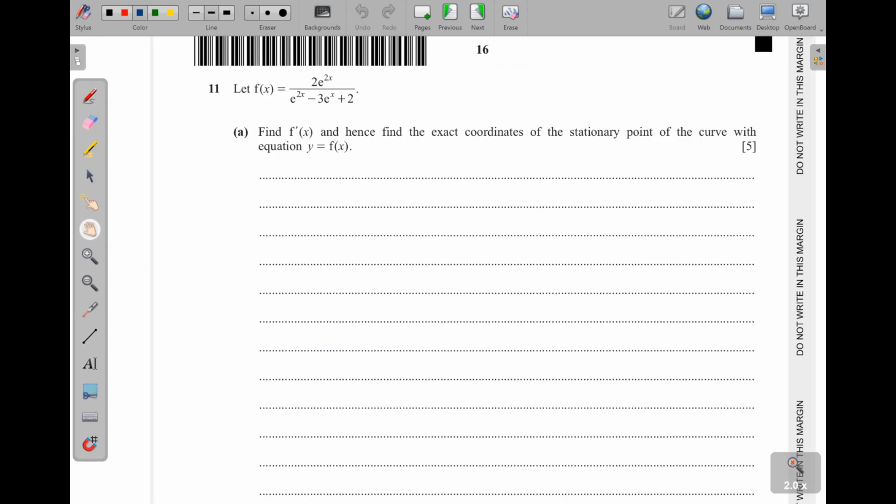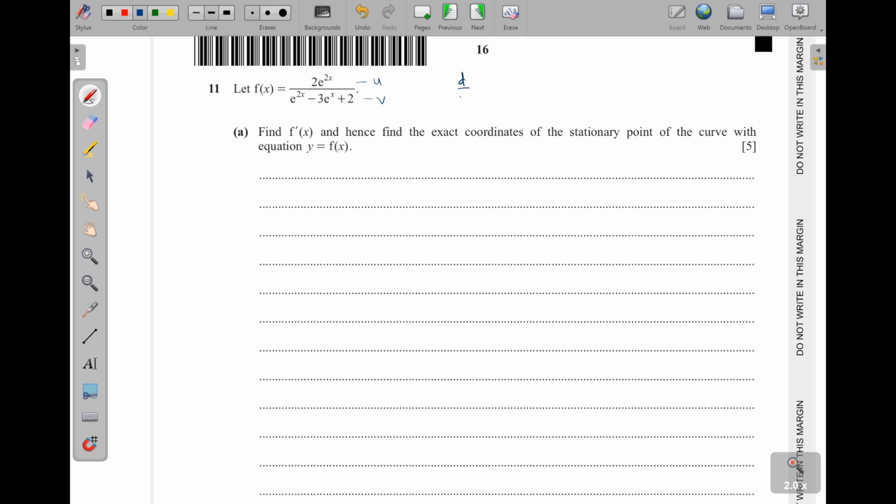Question 11. Let f of x be equal to 2e to the power of 2x out of e to the power of 2x minus 3e to the power of x plus 2. Part F, find f prime of x, that is the derivative, and hence find the exact coordinates of the stationary point of the curve with equation y is equal to f of x. Now, this one, we are going to use quotient rule. This is u over v.